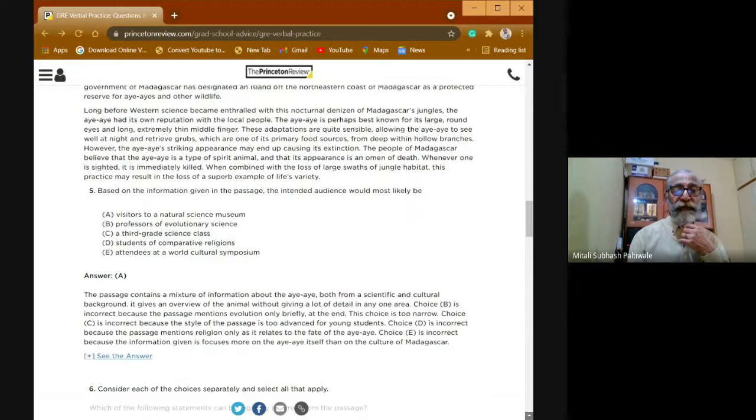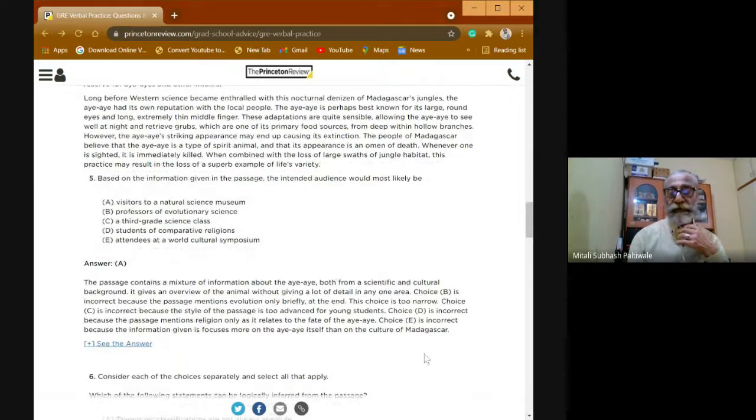Why is the answer A? The explanation is given here, right? It says the passage contains a mixture of information about the animal, both from a scientific and cultural background. It gives an overview of the animal without giving a lot of detail in any one area. Choice B is incorrect because the passage mentions evolution only briefly at the end. The choice is too narrow.